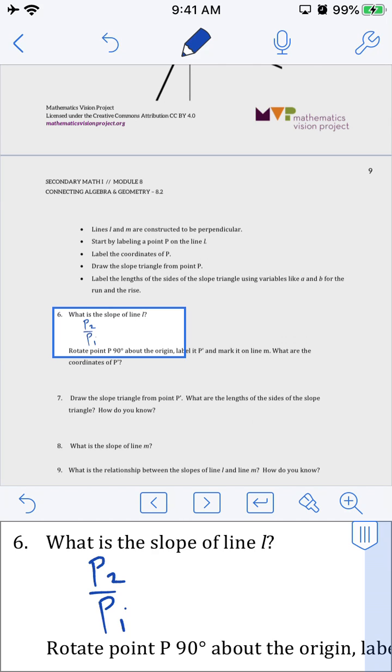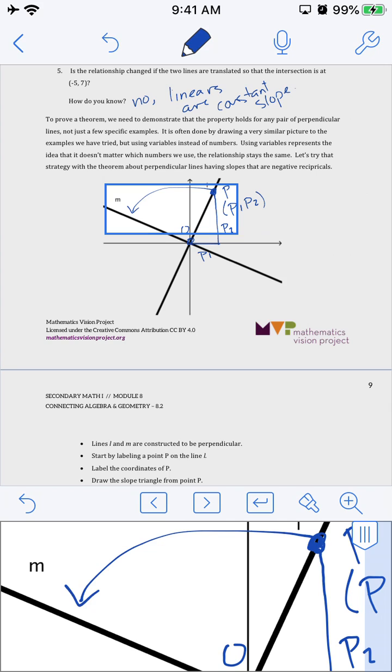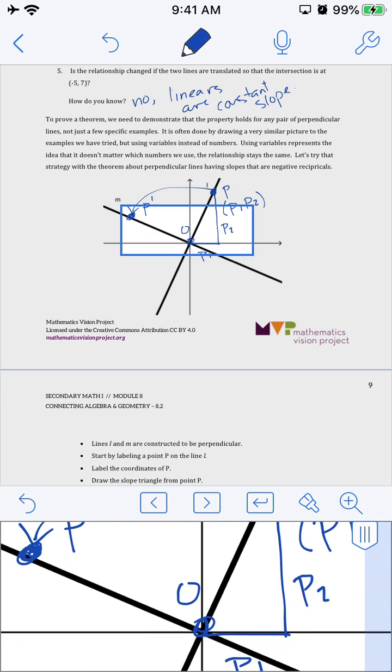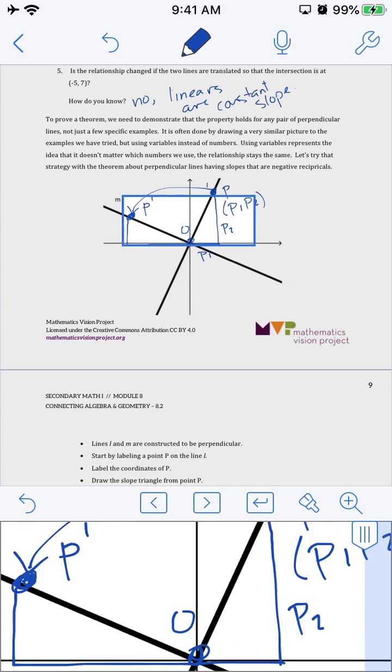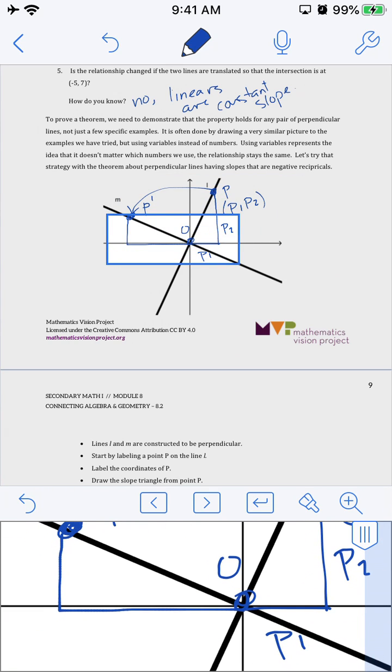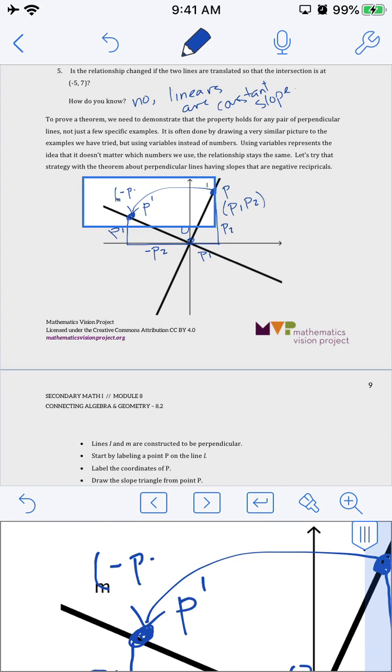Rotate point P 90 degrees about the origin, label it P prime, and mark it on line M. What are the coordinates of P prime? Once again, luckily we have these already defined, perpendicular lines. So we'll call this P prime. What are the coordinates of said P prime? Well, if this was P1, P2, then I'm going to go back P2 and up P1. So this is going to be the coordinate negative P2, comma P1, right?